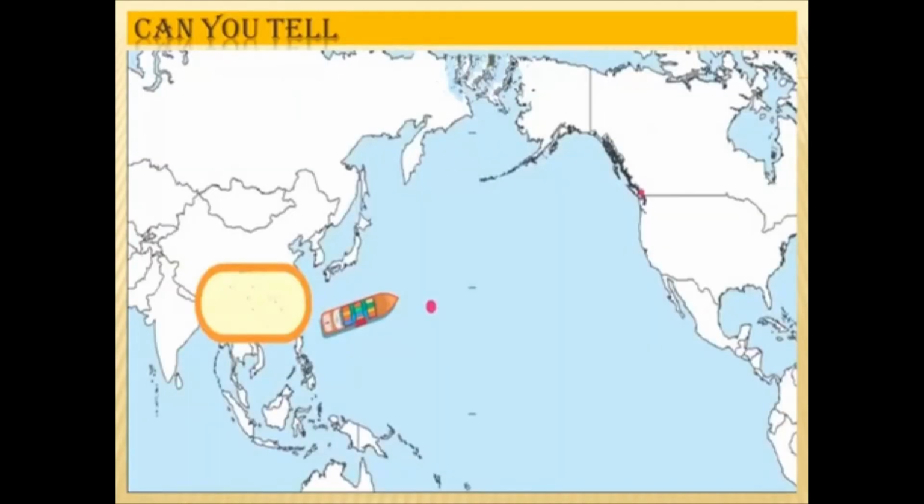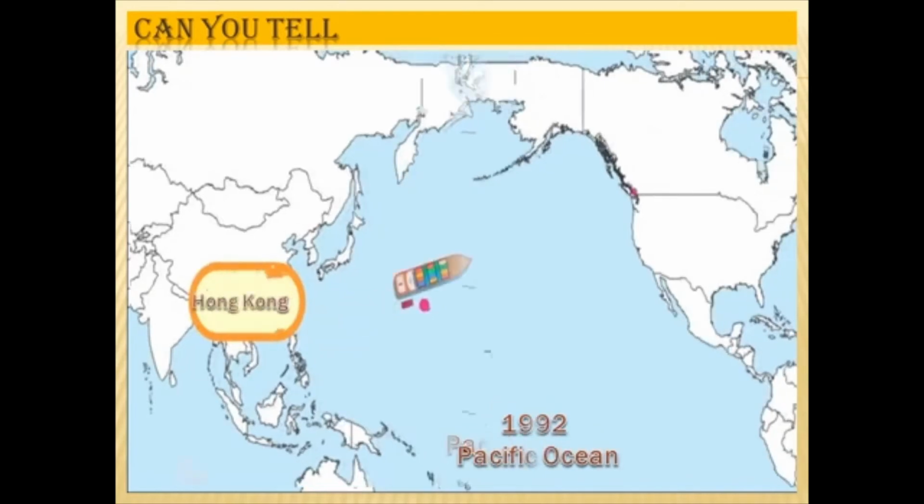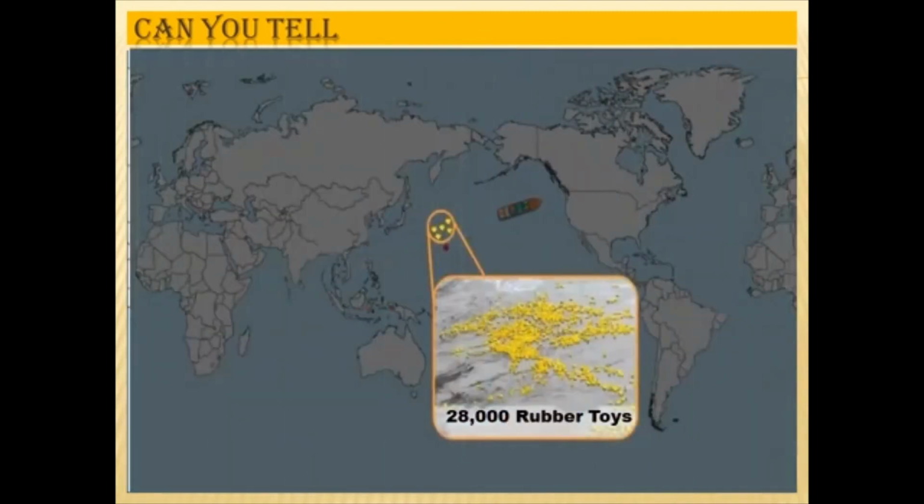Can you tell? A very strange incident occurred in the Pacific Ocean in the year 1992. A cargo ship sailed towards America from Hong Kong. While traveling through the Pacific Ocean near the Hawaii Islands, a container full of toys fell into the ocean and broke. Around 28,000 rubber toys started floating on the ocean.